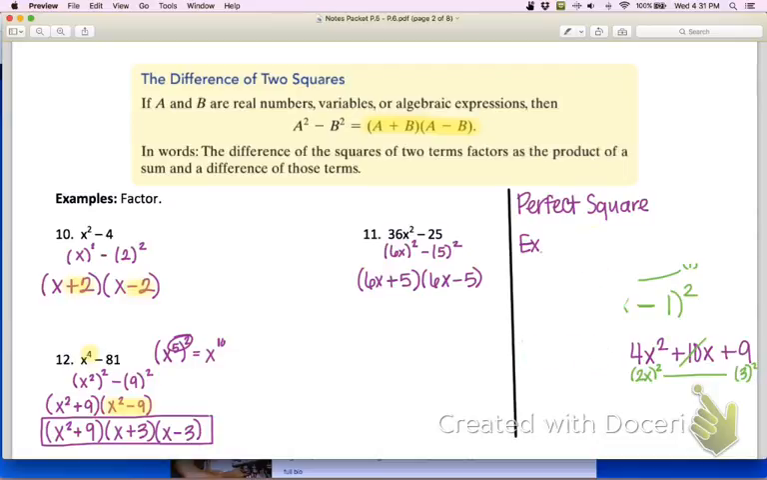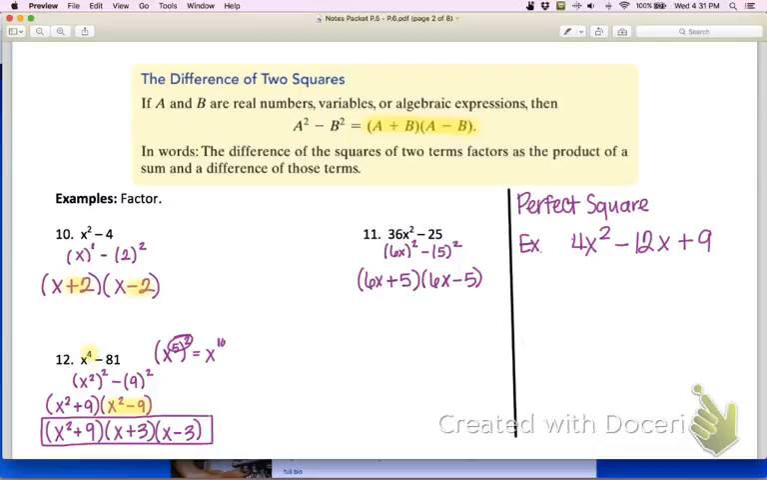So, again, here would be one more example of one that is a perfect square. Let's say that I had 4x squared minus 12x plus 9. Now the middle term gives us what we want, and this would come out to 2x minus 3 squared. So that's another little shortcut that you can use.